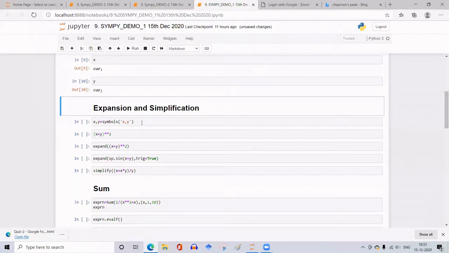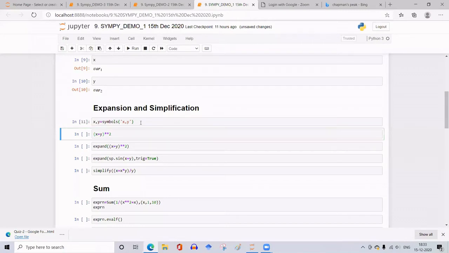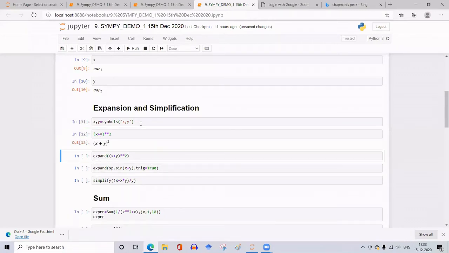Let me run these two cells. First, I have defined X and Y, then X plus Y whole square. It gives me the output as X plus Y whole square, as we write it, not as the power of 2 with a double asterisk. Double asterisk 2 raises the power of this quantity to this value, is it not? That is the way we write in Python. But the symbolic module will convert it to the regular way of writing, X plus Y whole square.